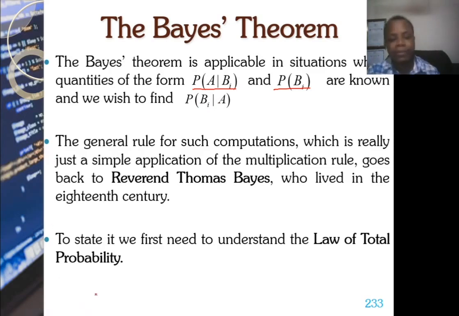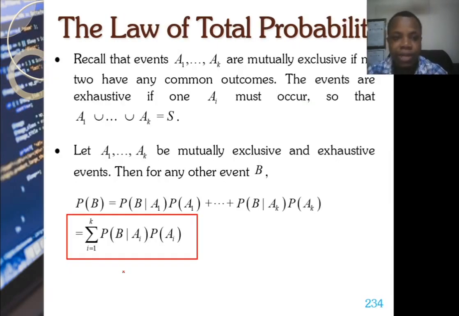Now, before we go through with this, there's a general rule that we have to go through, which is termed the law of total probability, which we will go through very soon. But this Bayes theorem is really a simple application of the multiplication rule and goes back to Reverend Thomas Bayes, who lived in the 18th century. Just as I said, before we get to see this Bayes theorem, let's understand what this law of total probability really is.